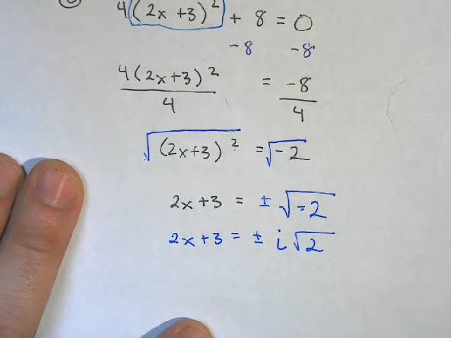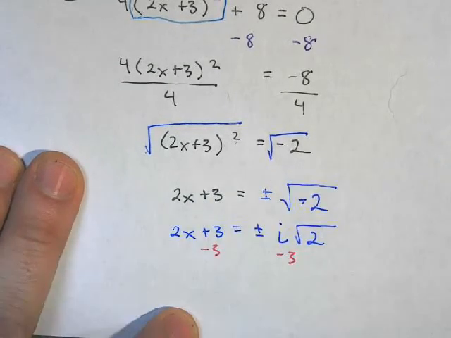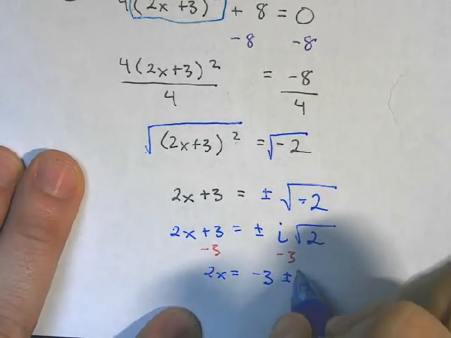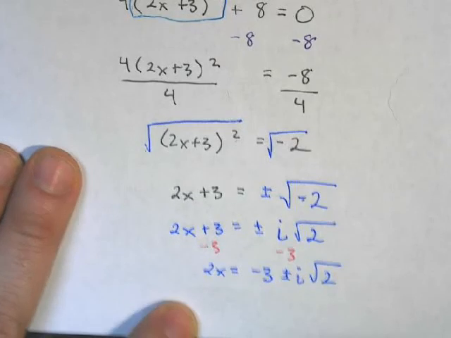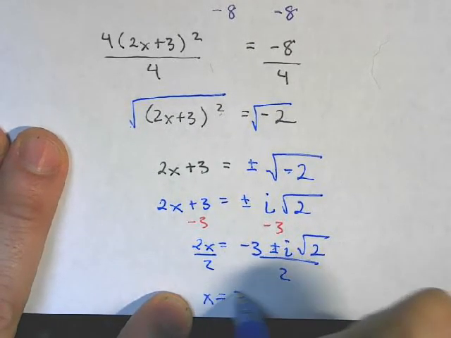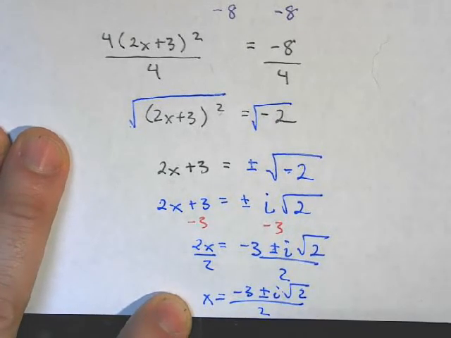Now we just solve for x, and we will be done. So we'll subtract 3 from both sides. So now I have 2x equals negative 3 plus or minus i root 2. Divide by 2, and we get x equals negative 3 plus or minus i root 2 all over 2.